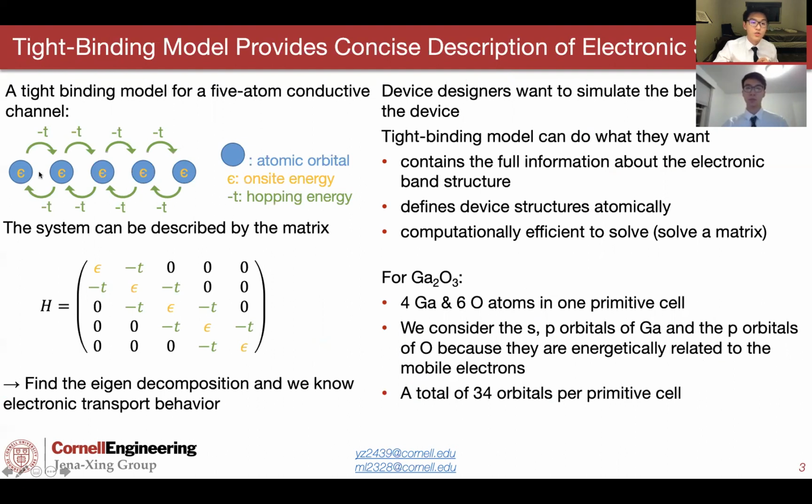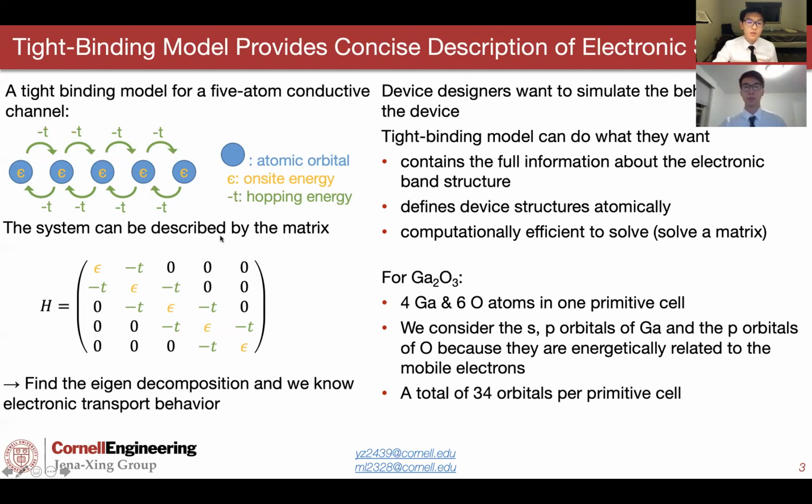And there will be an interaction across different atoms. To make a simplification, we're assuming that the interaction only happens at the nearest neighbor, meaning atom 1 interacts with atom 2, atom 2 interacts only with atom 3, and so on. And we call this energy negative t, or hopping energy.